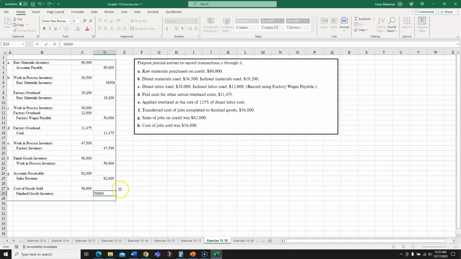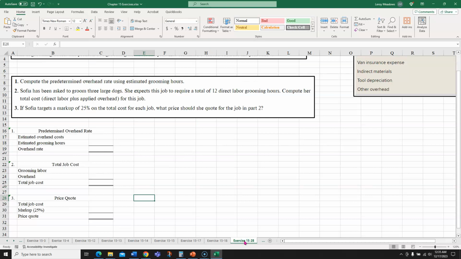So that is all the journal entries combined. And I wanted to do it all together because that way you see how all the journal entries are made at the end of the period or at the end of the month or whenever you need to do that. Okay, so let's take a look at exercise 15-28 next. And this is going to be our last exercise here.